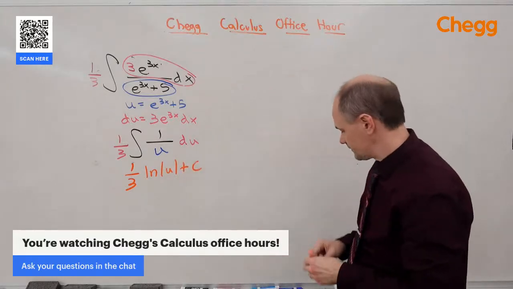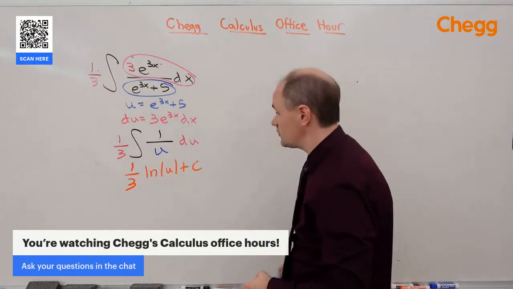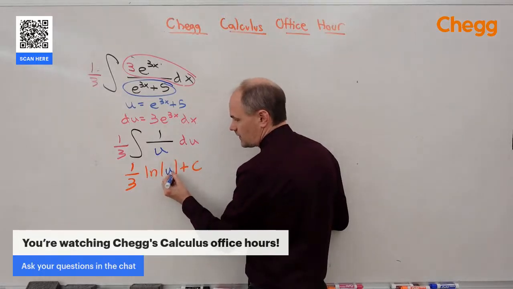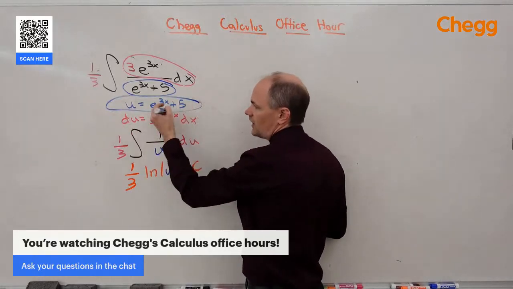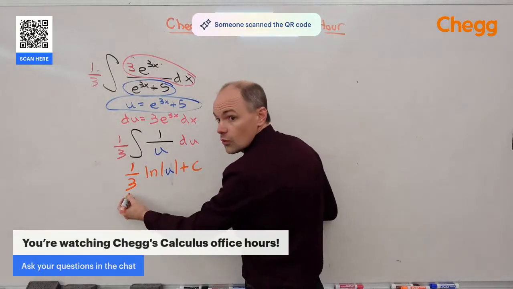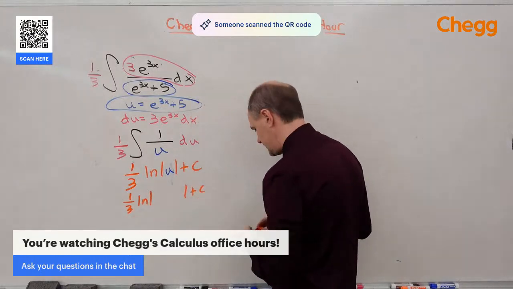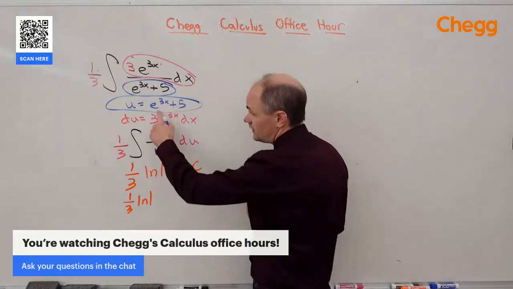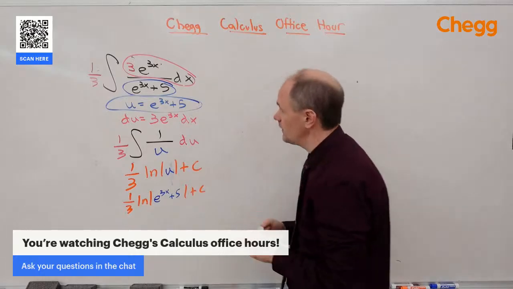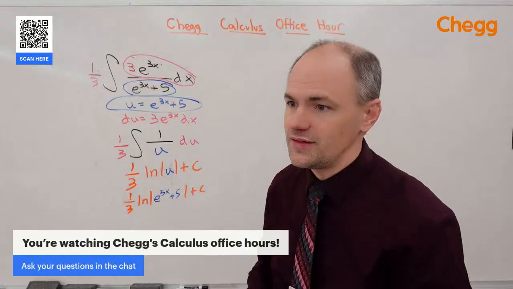plus our constant. But you're not officially done until you go back to the original value, because remember this u, I should have made it a blue u actually. This u is the u of e to the 3x plus 5. So my answer is going to be 1/3 natural log of u plus c. So what is u? e to the 3x plus 5. And so that's going to be my final solution.